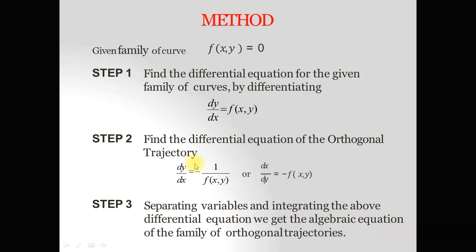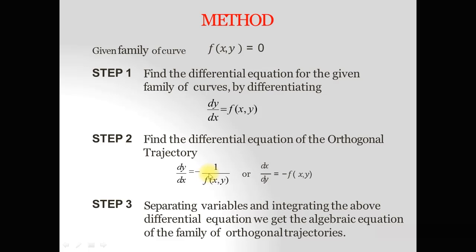So why do we take the negative reciprocal? Because when two geometrical figures are perpendicular, orthogonal means perpendicular, then their slopes are negative reciprocals. So this is the slope of the first family of curves. dy/dx is the slope of the first family of curves, and dy/dx = -1/f is the slope of the required orthogonal family of curves.